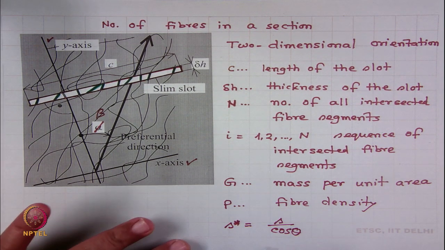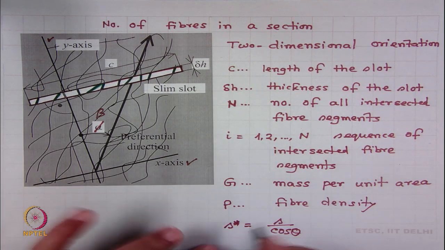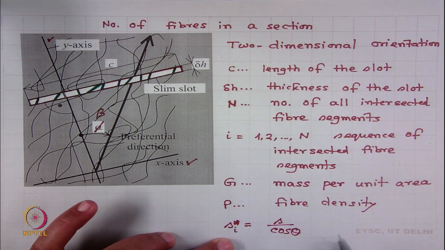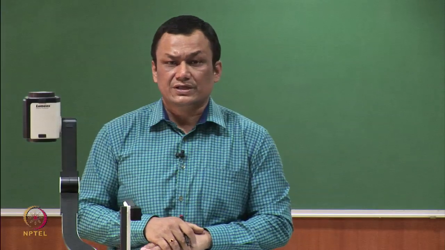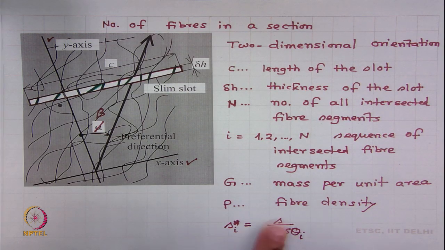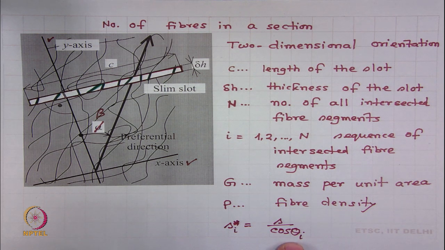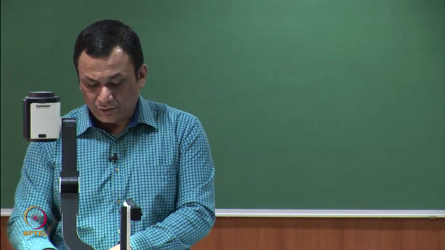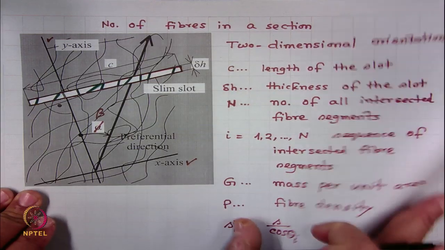Now, obviously there will be many segments, so we can use a subscript here like this. We assume all fibers have the same cross sectional area, so we do not put any subscript here. So, theta i is the angle of inclination of the fiber segment. Now, we proceed to find out the number of fibers in a section.